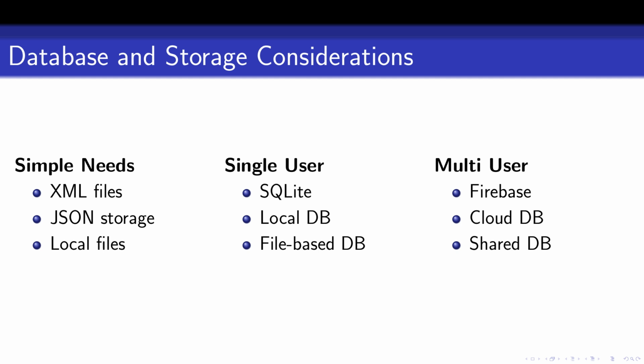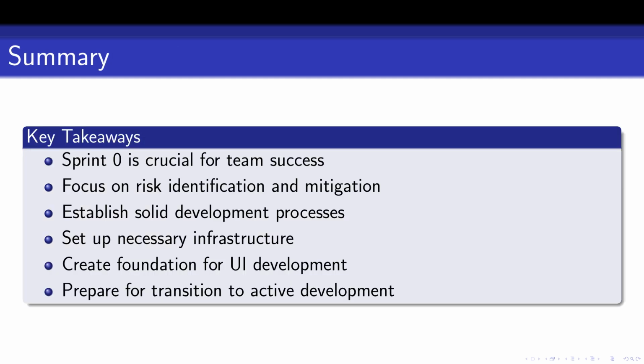In summary, Sprint Zero is crucial for team success. It focuses on identifying and mitigating risks, establishing solid development processes, setting up infrastructure, and creating a foundation for UI development. It ensures a smooth transition to active software development while preparing the team for long-term success.